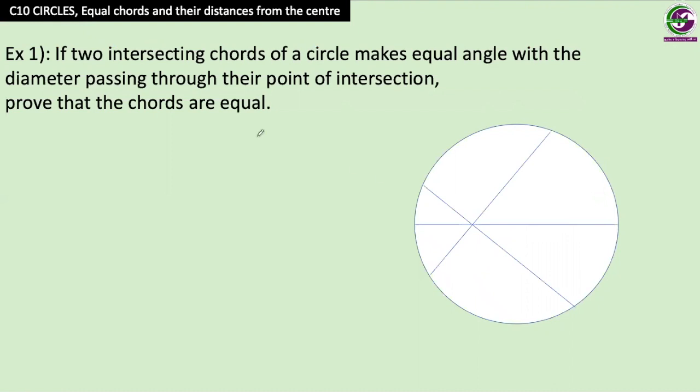Let us see an example here. If two intersecting chords of a circle make equal angles with the diameter passing through their point of intersection. Let this be the diameter. And the chords, let's say AB and PQ. The angles are equal. Now we have to show that the chords are equal. So to prove AB is equal to PQ.